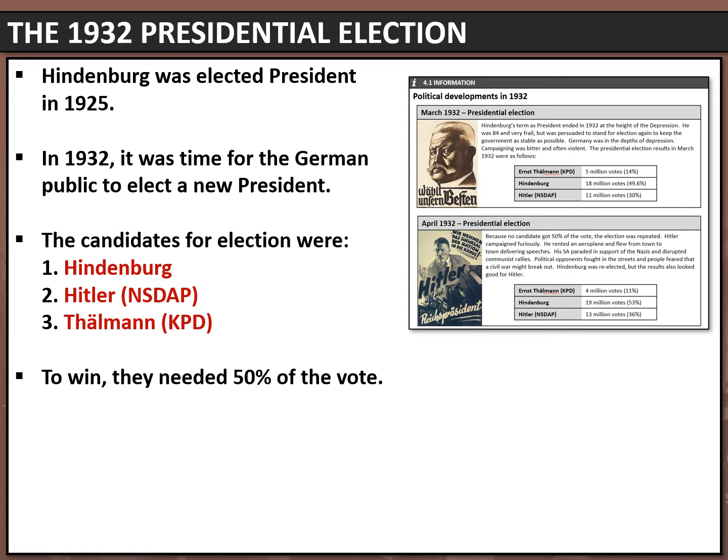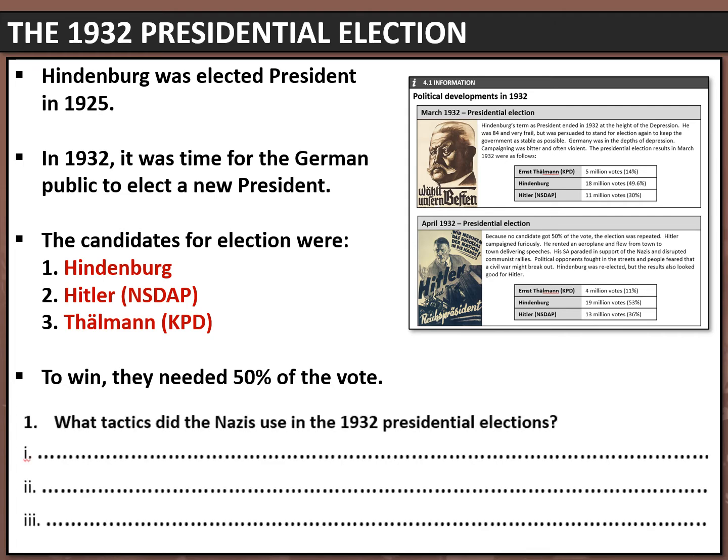I want you to pause the video now and read about the presidential election. And while you're reading, I want you to note down what tactics did the Nazis use during the election. And you're going to try and find 3. When you're ready, hit play.